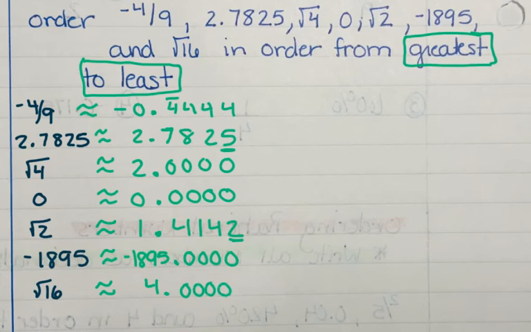So I'm actually looking for my largest number first. So when I do that, I'm going to look at just the ones place. So which one is my largest number? And I see 4 right here. So 4 is my largest. So the original for that is the square root of 16.